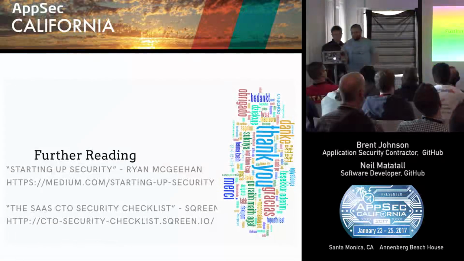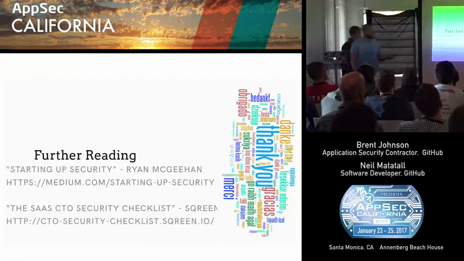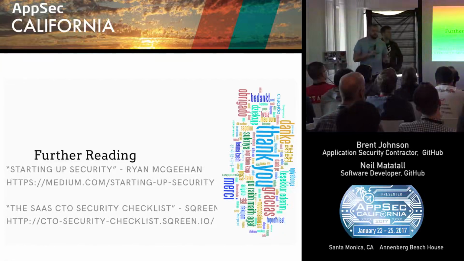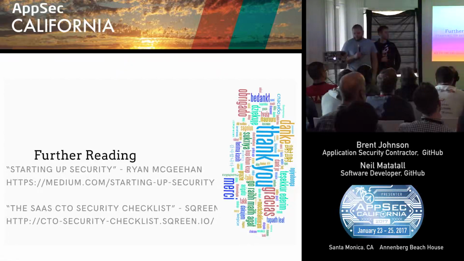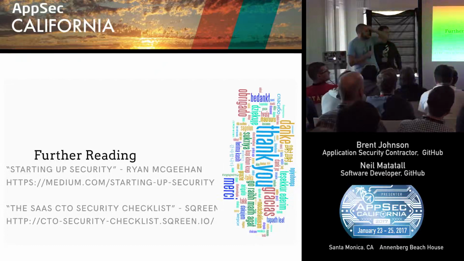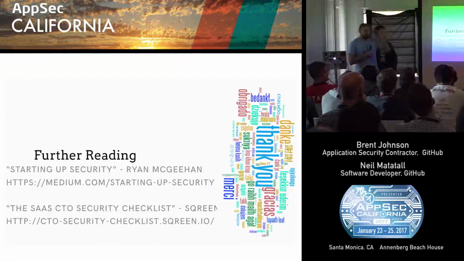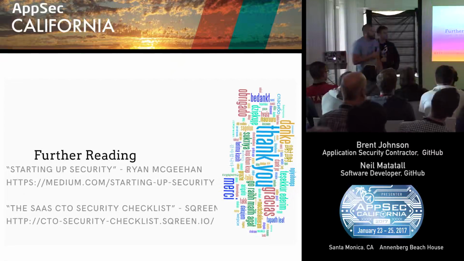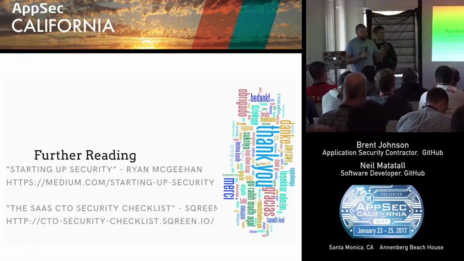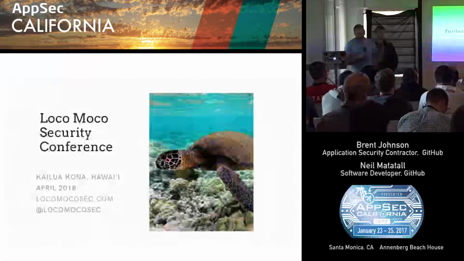I just want to point out some further resources that I think are useful. Ryan Geehan, Magoo did a great series on starting up security. This is still an active blog. I encourage everyone to read it, whether or not you're in a startup or in an enterprise situation. Another thing that I've started working with someone on is the CTO security checklist. I know how we feel about checklists. They're not great. But I think this one is really off to a good start, and I hope to incorporate everything I've talked about into that later.